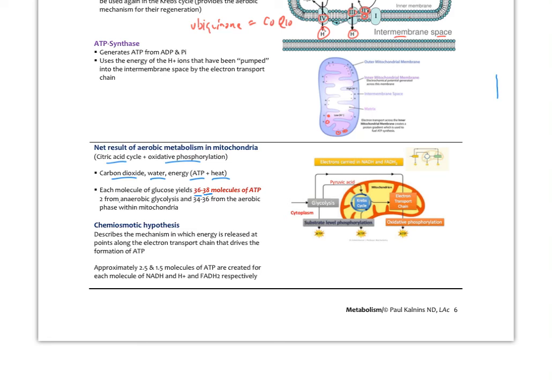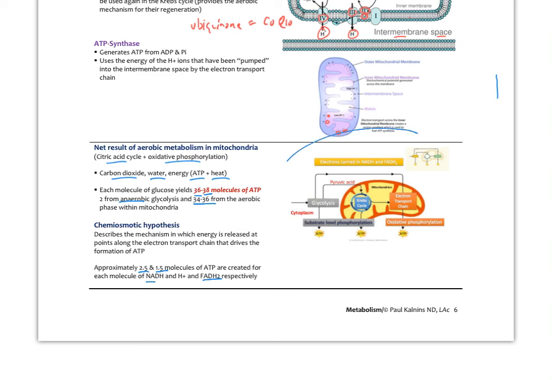Two come from the anaerobic metabolism that happens in the cytoplasm via glycolysis, and then 34 to 36 from the mitochondria. So that's going to be our energy production, and that's a very large amount of energy per molecule of glucose. Again, the chemiosmotic hypothesis describes the mechanism in which energy is released at points along the electron transport chain via the driving of hydrogen ions into the intermembrane space and then the action of ATP synthase. The reduced NAD that we form in the Krebs cycle can form 2.5 molecules of ATP, and the reduced FAD forms 1.5 molecules of ATP. Those are just some numbers to put everything in context.